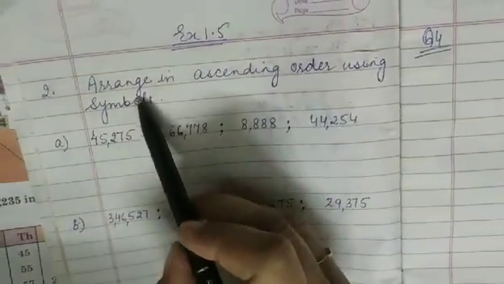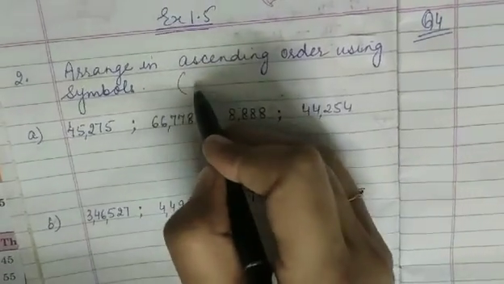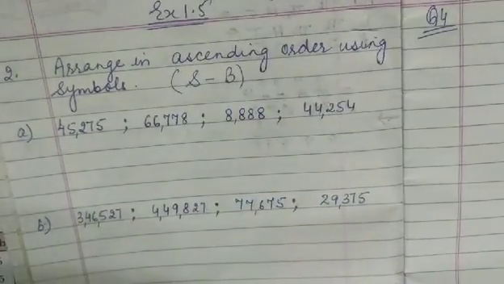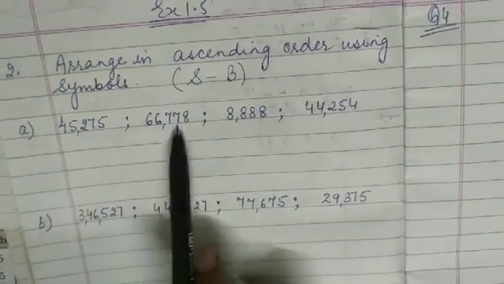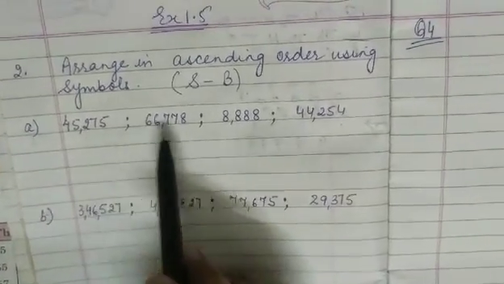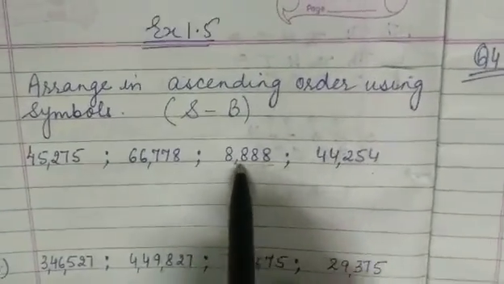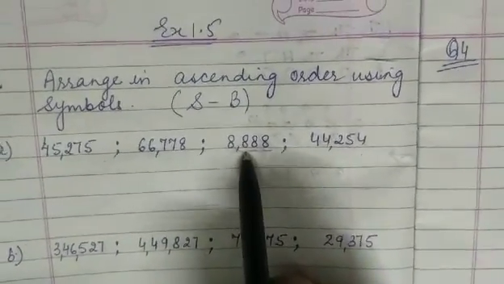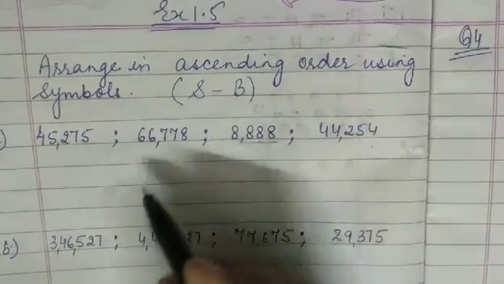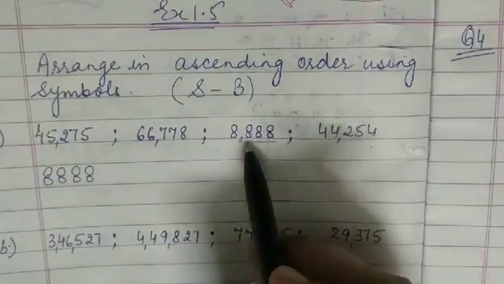That is, arrange in ascending order. Ascending order means smallest to biggest. We will start with the smallest number. And you know how to find the smallest number. Count the digits: 5 digit, 5 digit, 4 digit, 5 digit. The smallest one will be the 4 digit, the number which is having fewer digits. So this is the smallest number.